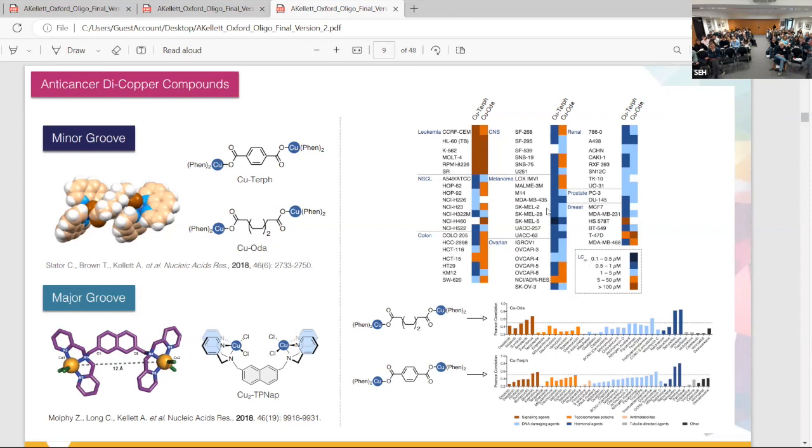And together with the National Cancer Institute in the US, we've done screening on the NCI 60, so they're a 60 human tumor panel. They're not particularly active against leukemic cells, but in general, they have much higher activity towards solid tumors and specificity toward ovarian and some breast cancer cell lines as well.